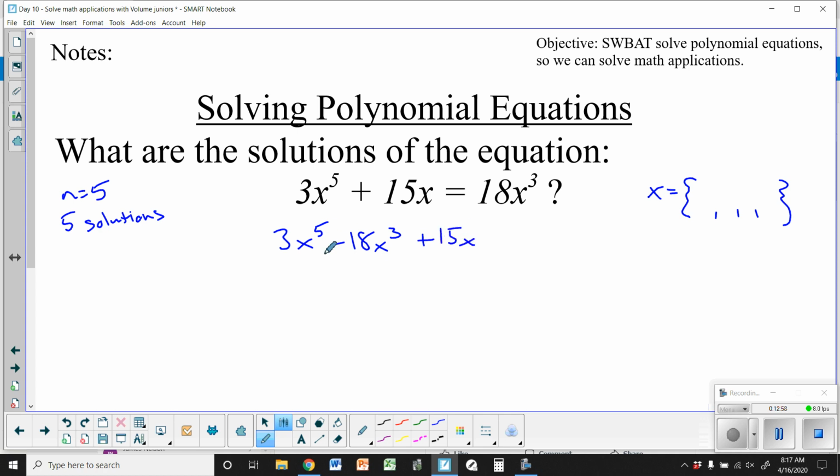Remember, order matters. We want to do the largest, second largest, third largest powers of x. And then we count the terms. So we have 1, 2, 3 terms.